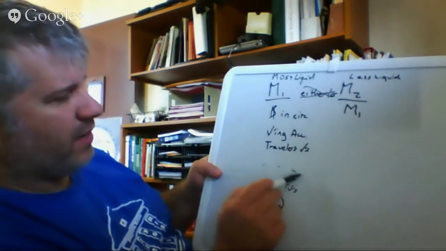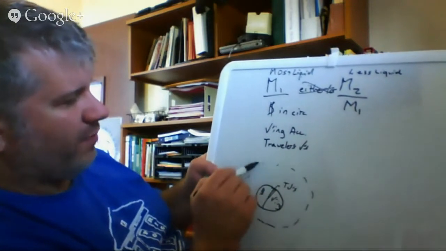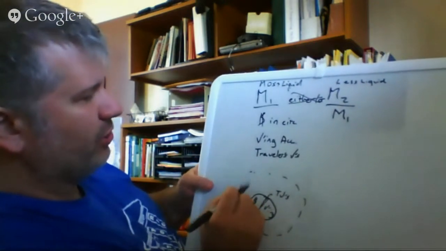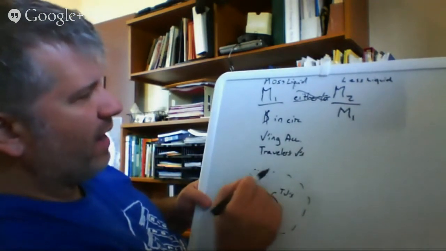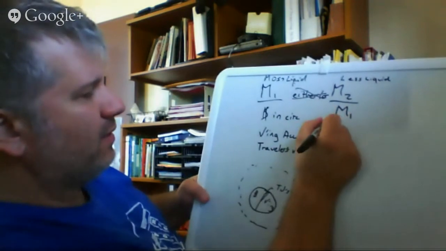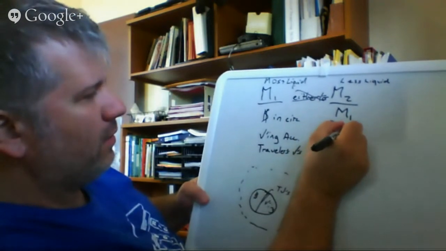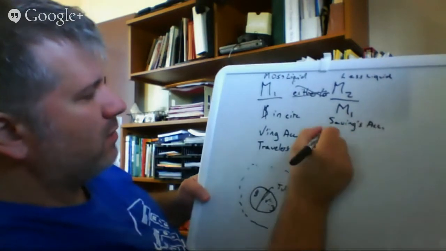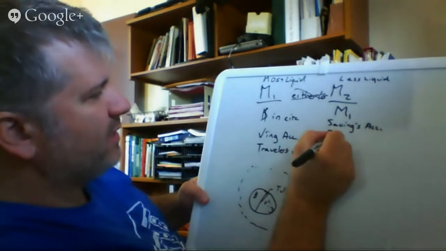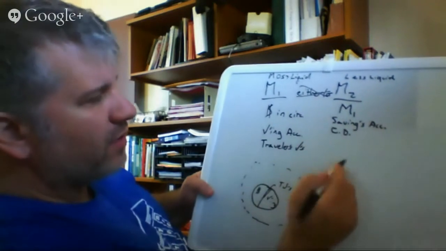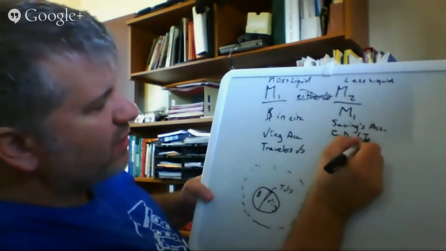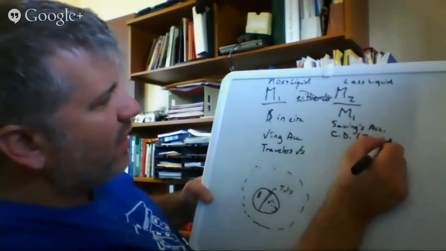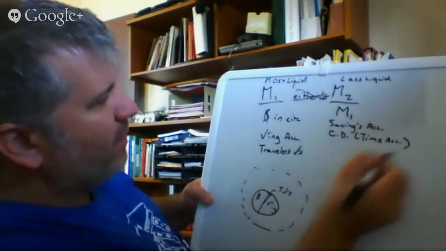Then we have this bigger circle where all of this is in it, plus the things on the outside are only M2. And so what do we have there? We have savings accounts, time deposits or CDs. This also includes Christmas savings funds or holiday savings funds, vacation funds, anywhere where you don't have access to the money immediately.